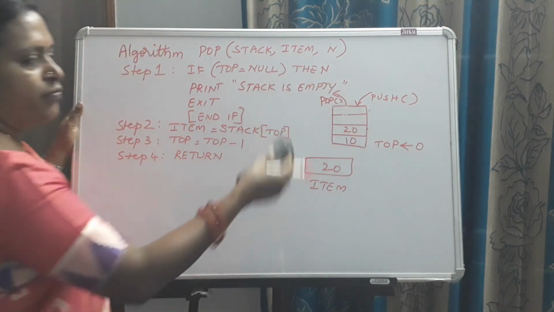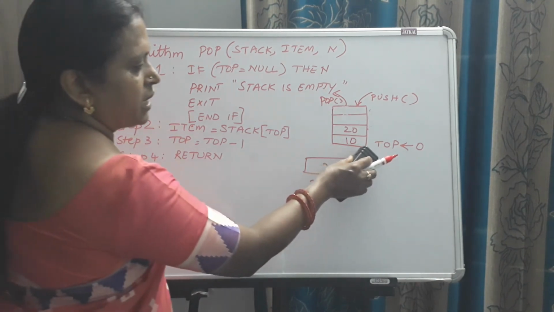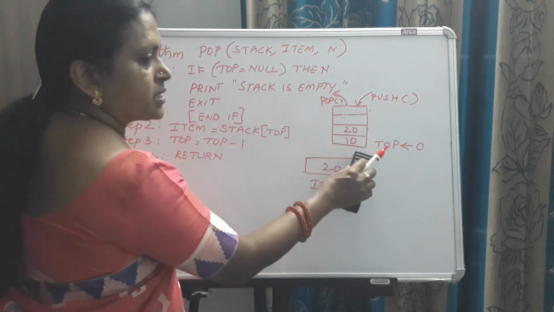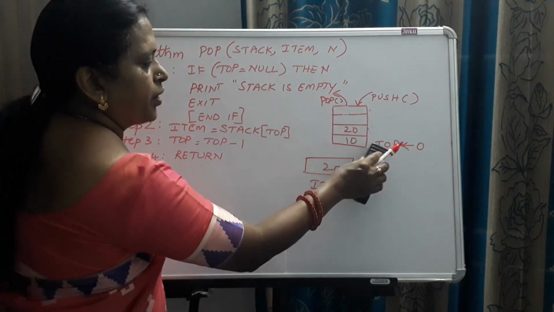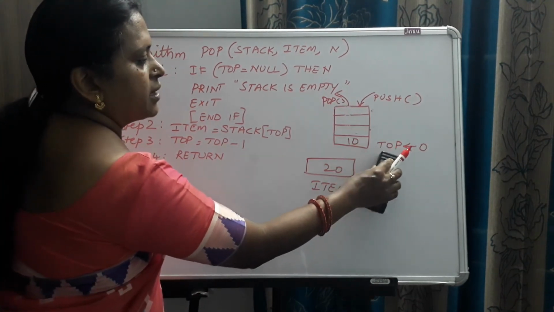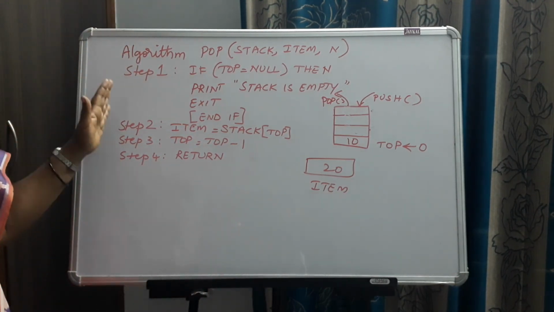To pop out 4 elements, it will take a little bit of time. So for the explanation sake, I took just 2 elements, 10 and 20, where the top element is now pointing at the last element that we have in the stack. So this is how POP algorithm works.